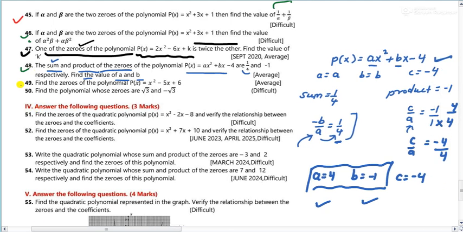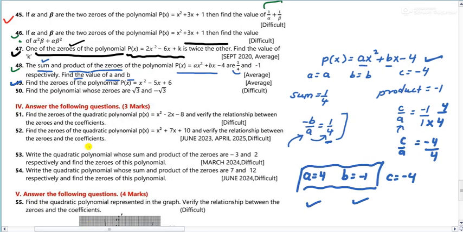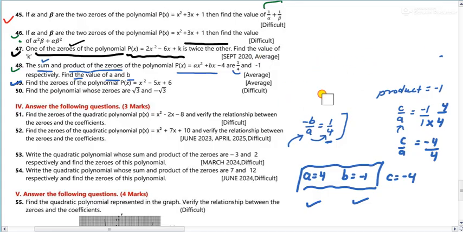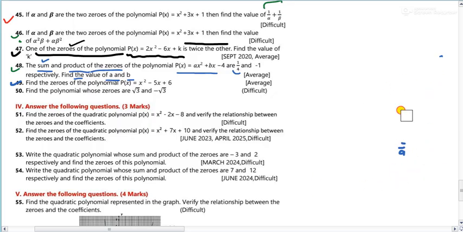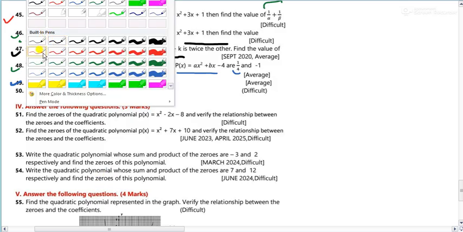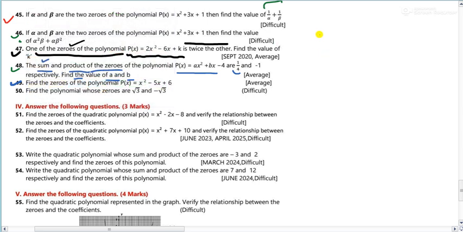Okay, next question number 49. Again, find the zeros. So which method are you going to use here? Find the zeros of polynomial p of x is equal to x square minus 5x plus 6. So which method are you going to use to find the zeros? You have already learnt this in quadratic equation chapter. Exactly, you have to use factorization method.